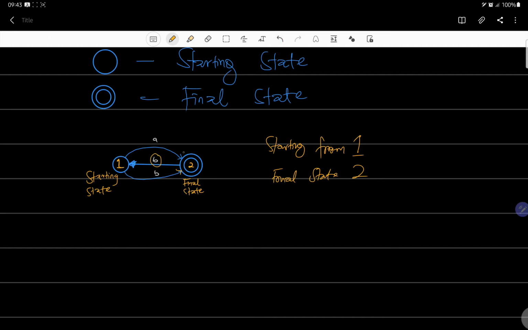This is really B. So if you are coming back from 2 to 1, what this diagram means is that even from 2 you can also go back to 1 by going through B like that, because the arrow is pointing back to 1. So this one is really very straightforward.